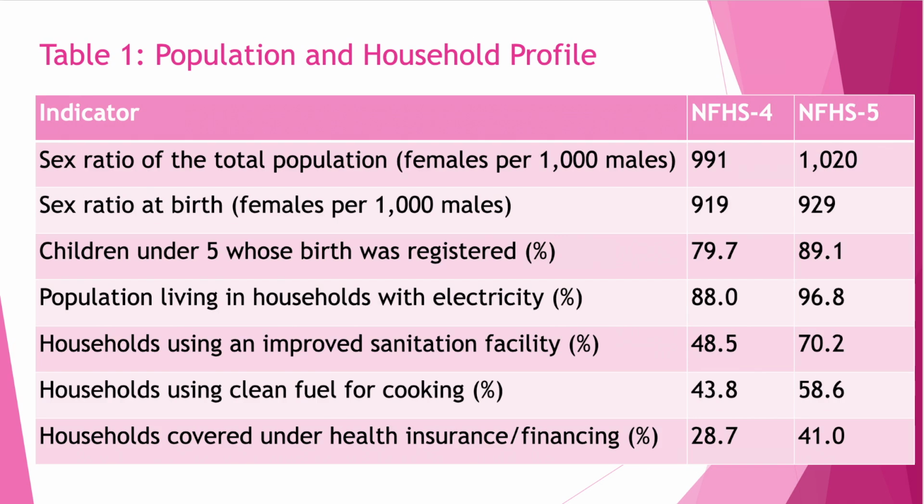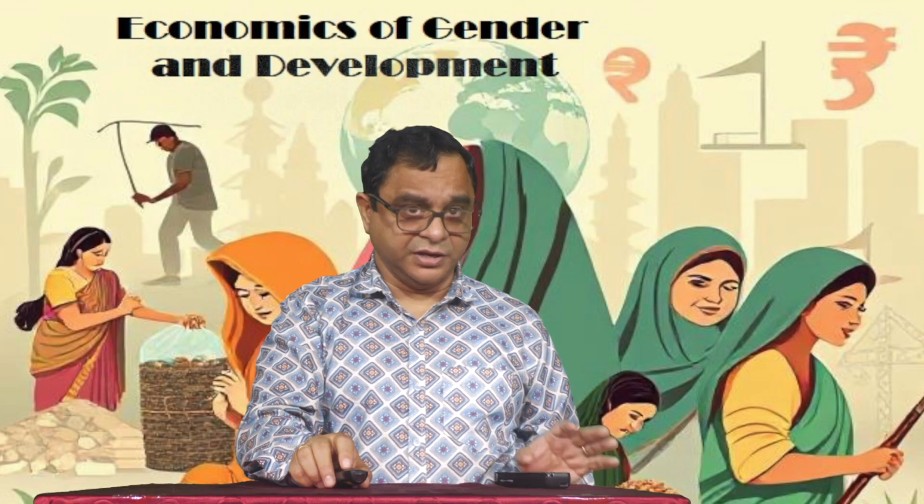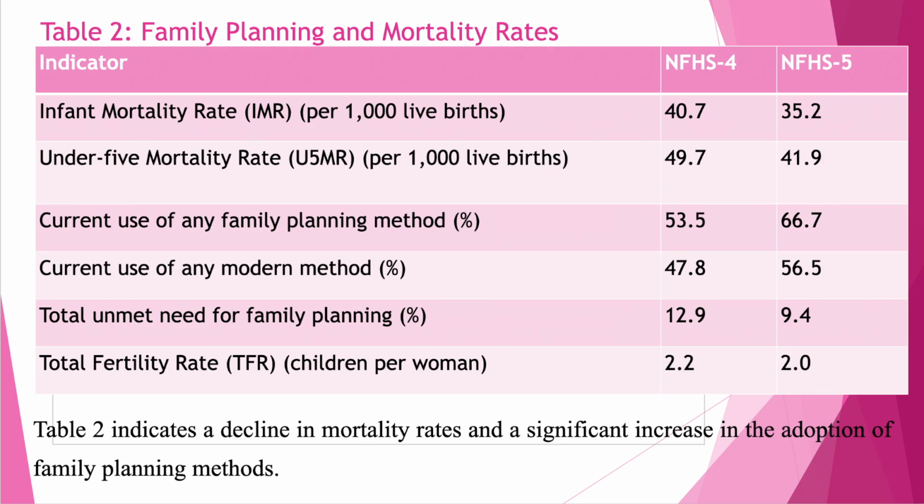Households using an improved sanitation facility has increased from 48.5% to a quite good level of 70.2%. Households using clean fuel for cooking has increased from 43.8% to 58.6%. And households covered under health insurance or financing has also increased from 28.7% to 41%. In table 2, we see the family planning and mortality rates.